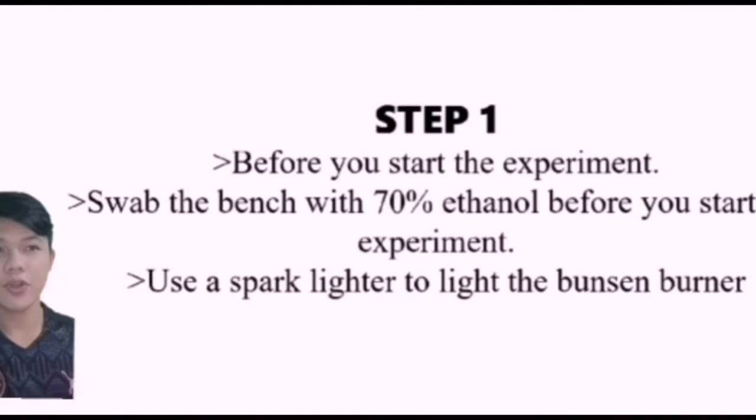After that we continue with the procedure of this experiment. For step 1, before you start the experiment, swab the bench with 70% ethanol. Then use the spark lighter to light the Bunsen burner.